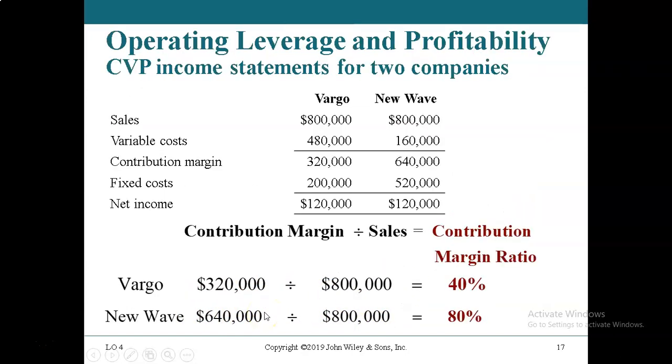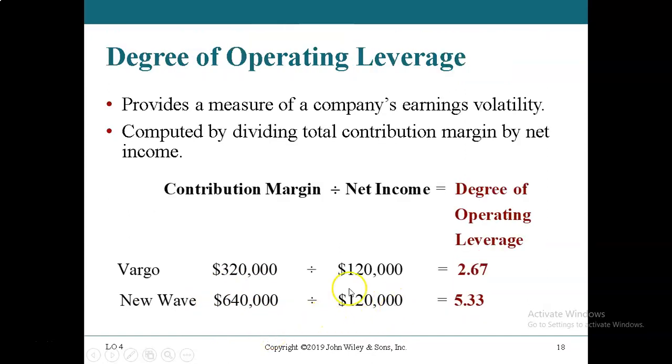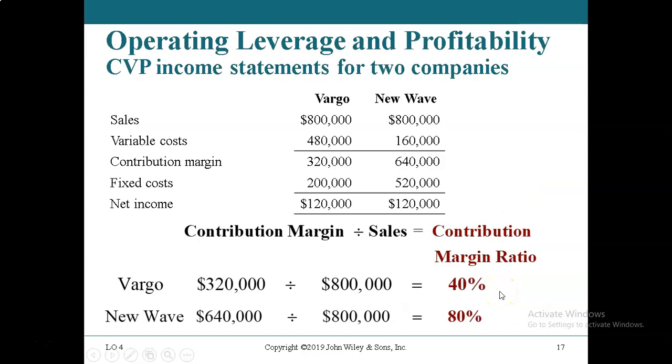So let's go back. Contribution margin for New Wave is 640,000. Net income is 120,000. So 640 divided by 120,000. It's this slide here. So degree of operating leverage is 5.33 for New Wave. And what's the DOL, degree of operating leverage, for Vargo? 2.67. Okay, so New Wave has more operating leverage than Vargo. New Wave also has higher contribution margin ratio than Vargo.